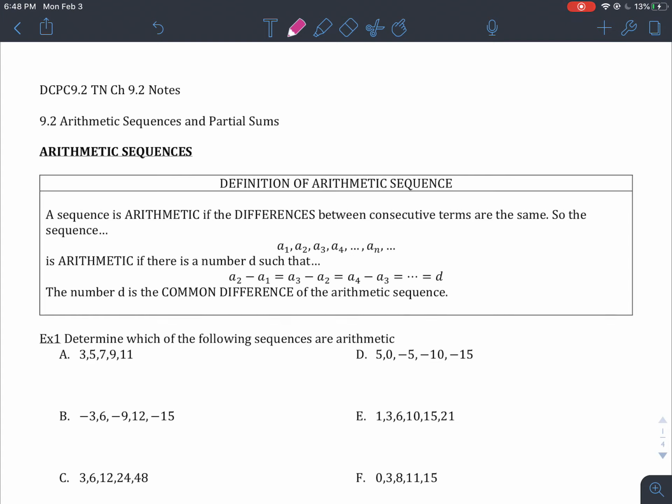All right, so that's going to lead us into our notes for today. We're talking about arithmetic sequences and partial sums. So we just ended up doing a partial sum. We'll talk more about that in a little bit. But an arithmetic sequence is a specific type of sequence.